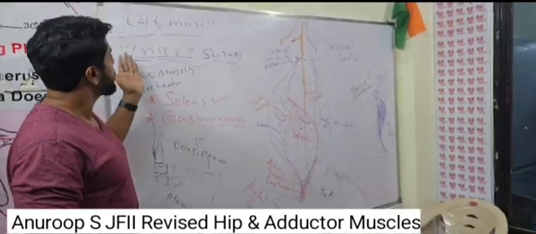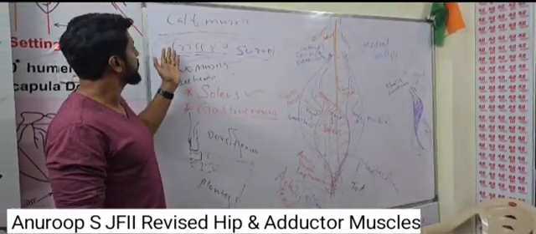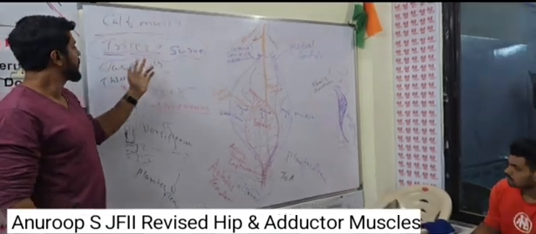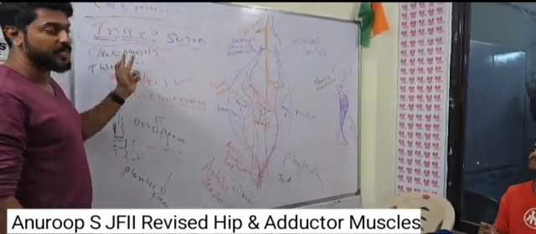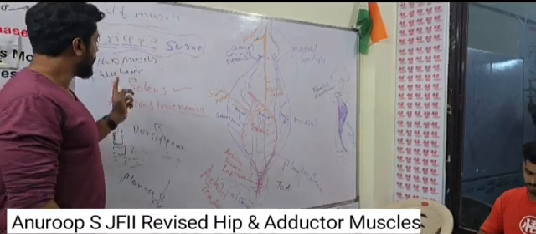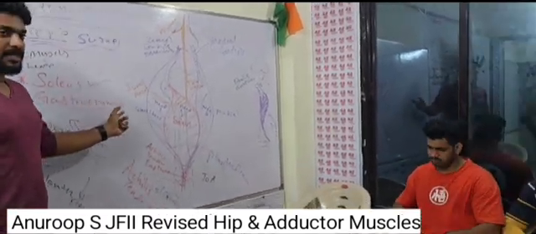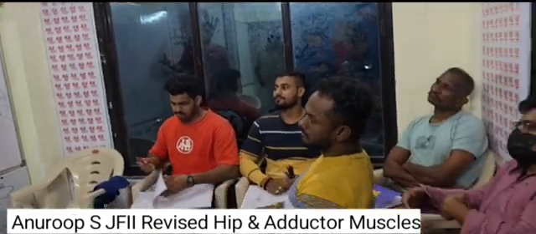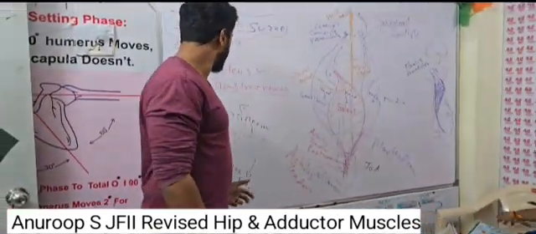The name of the calf muscle is triceps surae. By the name itself we can understand: tri means three, ceps means head. So this muscle has three heads and two muscles. That's very important. The muscle names are soleus and gastrocnemius. The gastrocnemius muscle has two heads, lateral head and medial head.